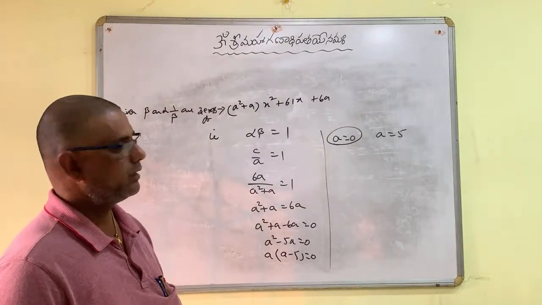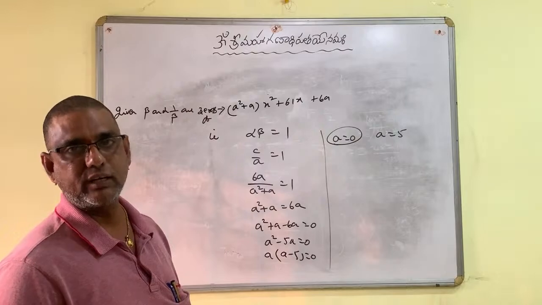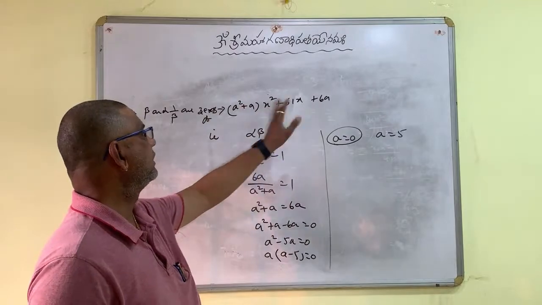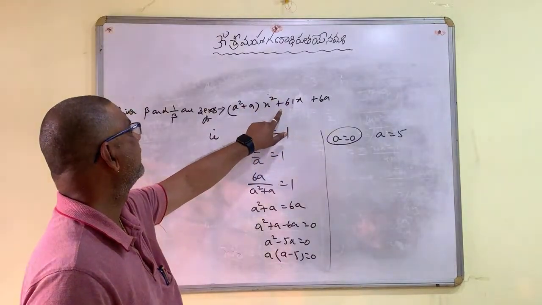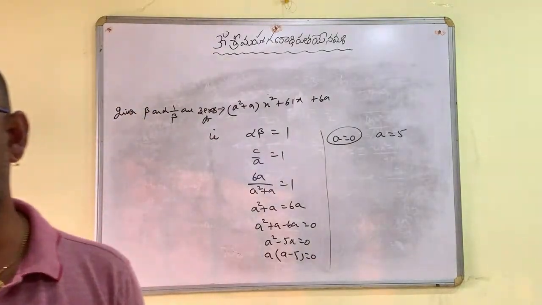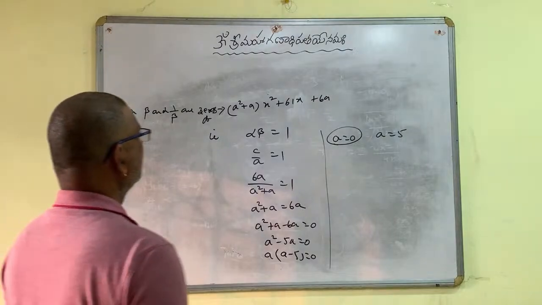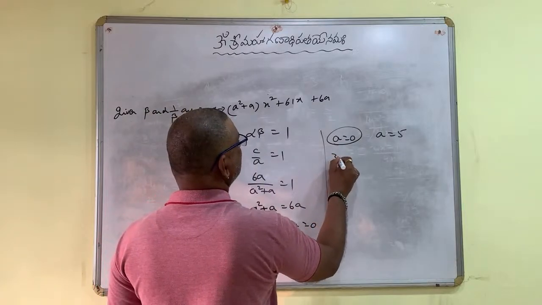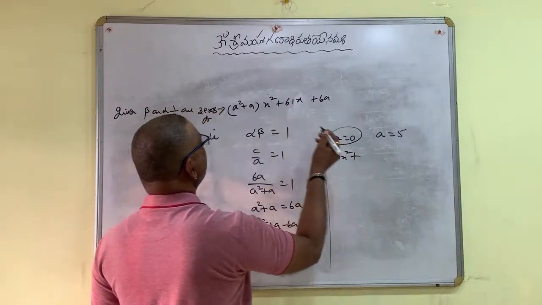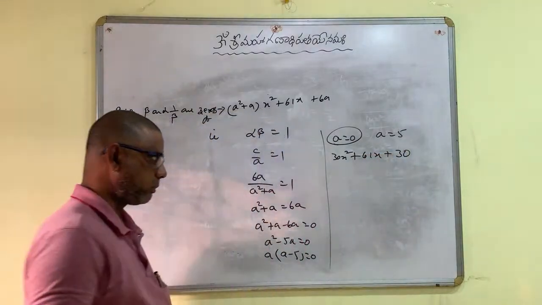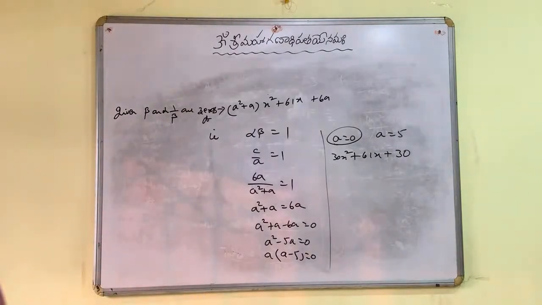Why? If we consider 0 as the value and keep it here, then we'll be remaining with only 61x, which is not a quadratic polynomial. Now substitute the value. 5 square is 25, plus 5 is 30. So the polynomial is 30x square plus 61x plus 30.